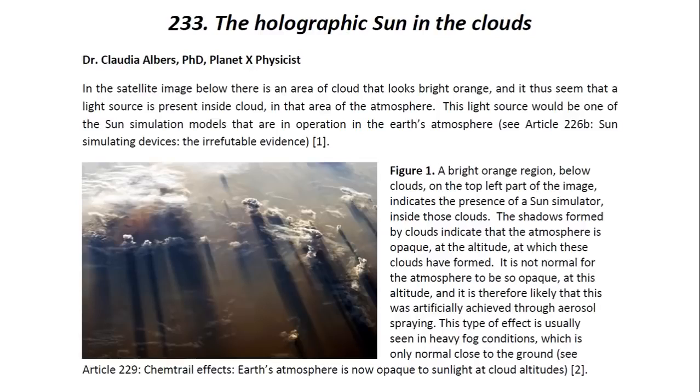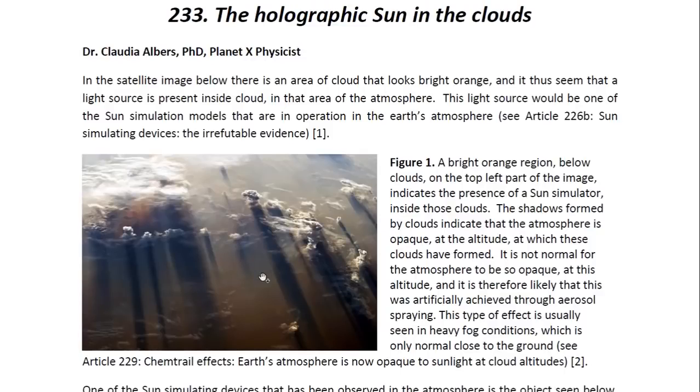This one is entitled The Holographic Sun in the Clouds. Now in the satellite image below, there is an area of cloud that looks bright orange, as you can see here. And it does seem that a light source is present inside this cloud in that area of the atmosphere. This light source would be one of the sun simulation models that are in operation in the Earth's atmosphere. And you may look at article 226b entitled Sun Simulating Devices, the Irrefutable Evidence for more details on that.